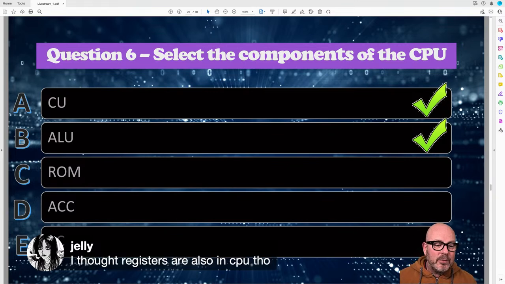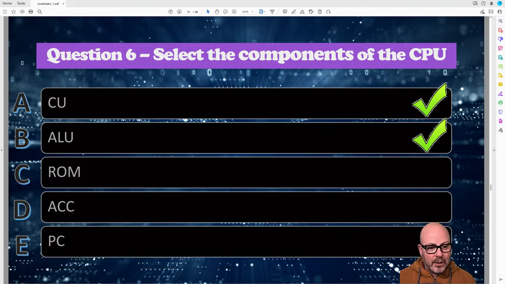Yeah, this is where it's confusing. So you've got the accumulator, which is a register that sits inside a component, the ALU, the arithmetic logic unit. Go back to that diagram. It makes sense to have a register sat inside the calculator, doesn't it? So that's what it should have been. Okay.